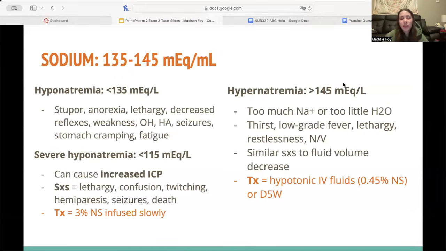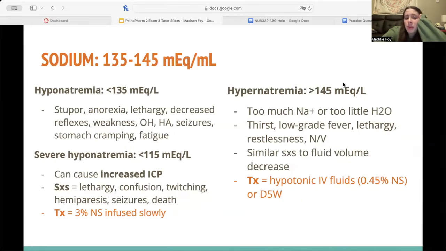Hyponatremia. So I guess before that, you need to know all of these ranges. If you don't yet, I would make a Quizlet, do some flashcards, get these ranges down pat. You need to be able to identify what's low, normal, high for each of the electrolytes. That's definitely a key part of this exam.